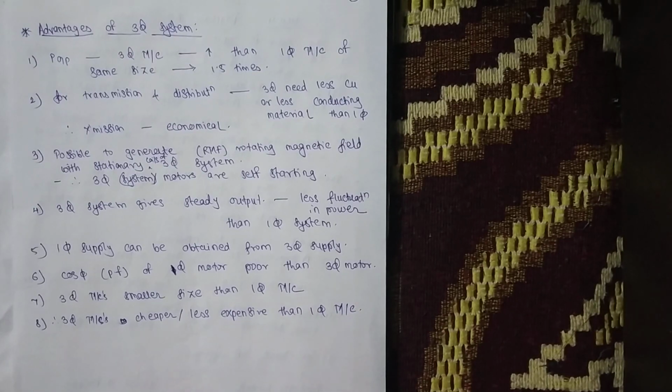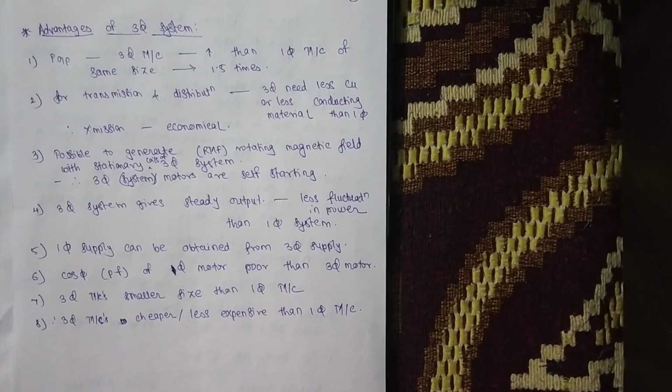Then let us go through the advantages of the 3-phase supply system. The power output of 3-phase machines is greater, we can say 1.5 times that of a single phase machine. For transmission and distribution, the 3-phase supply requires less copper, so it is economical. Then it is possible to generate a rotating magnetic field in a 3-phase system and therefore 3-phase motors are self-starting. Then the 3-phase system gives a steady output.